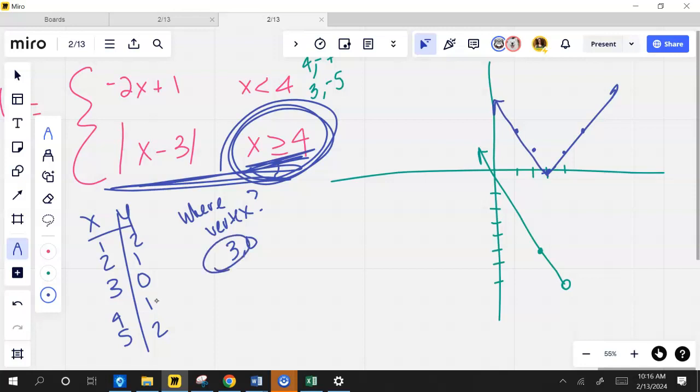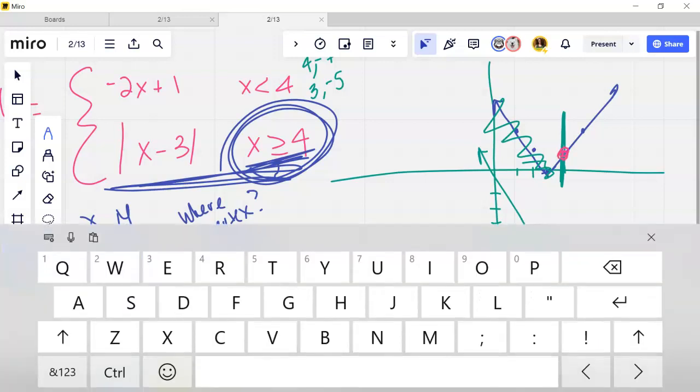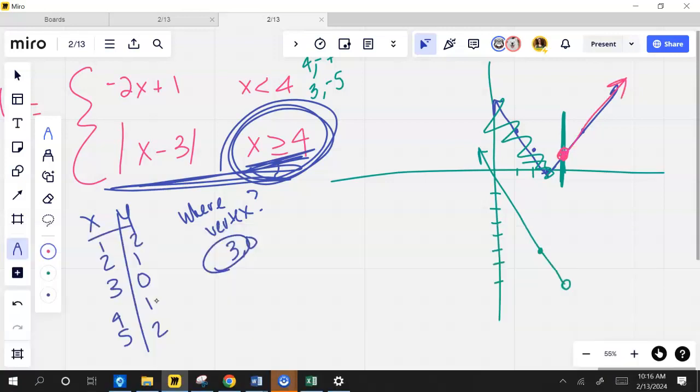Because 3 is smaller than 4. So whenever I cut this off, I'm cutting off at 4, right? I'm cutting off right here. I don't need any of this. So once I graph the piece I need, it's not even going to look like an absolute value. It's going to be a closed dot here, and it's going to go off. It literally just looks like 2 lines, even though it was a piece of an absolute value. Does that make sense?